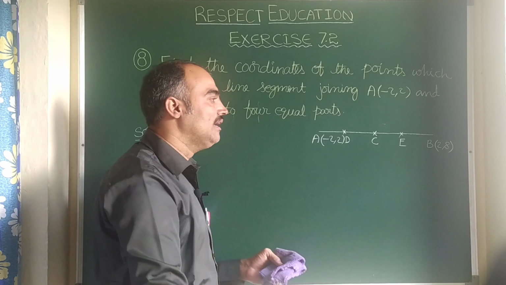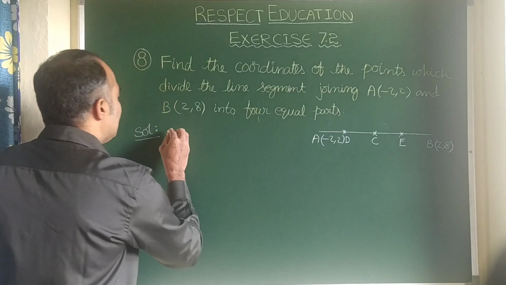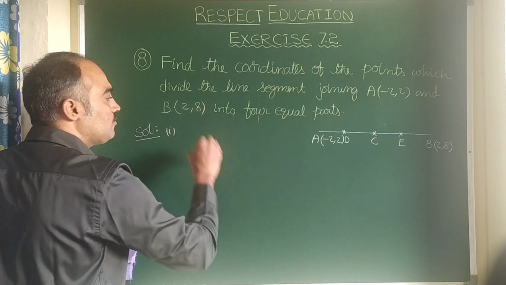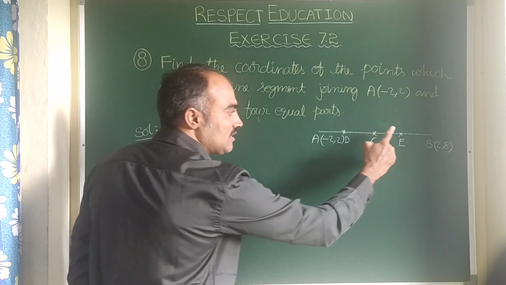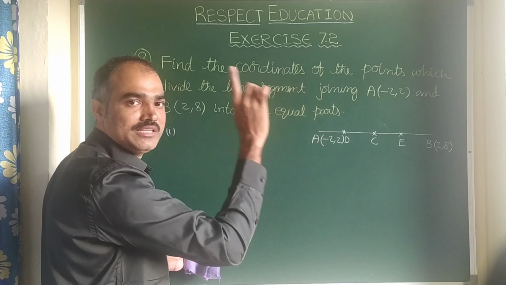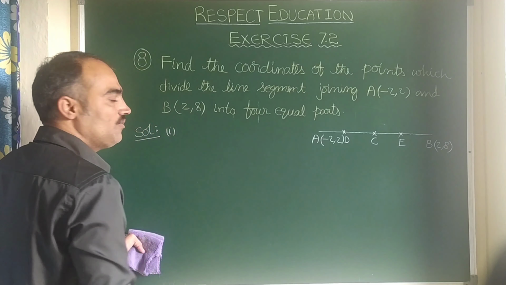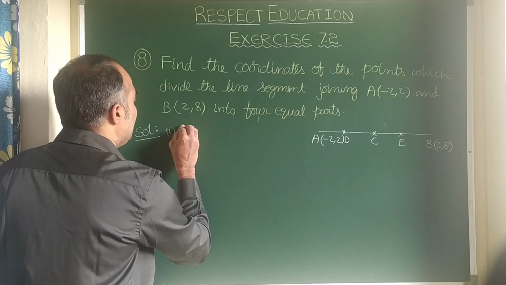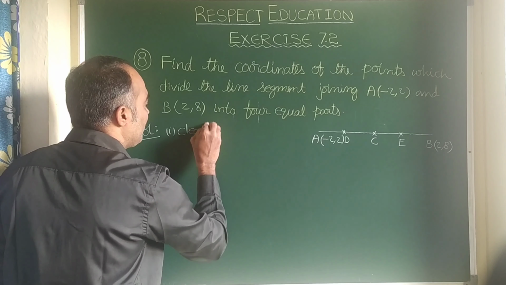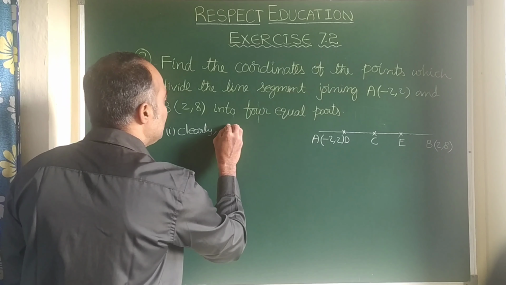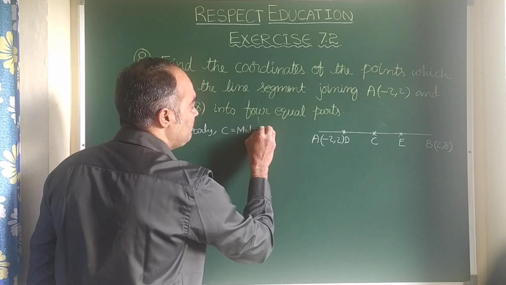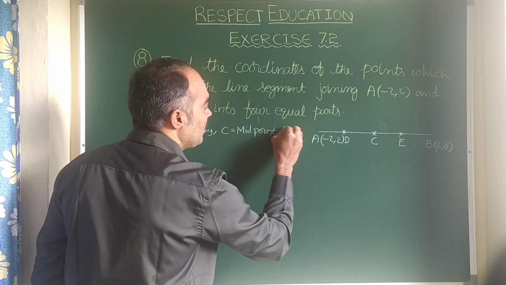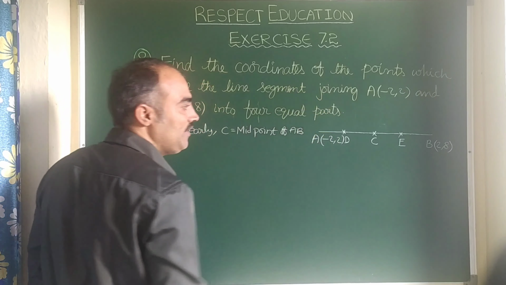easily. Okay? So here 3 tasks are there. Task 1 is finding C, task 2 is finding D, task 3 is finding E. That's all, with that the problem gets completed. Now task 1, that is the first one: clearly, C is equal to the midpoint of AB. C is the midpoint of AB.